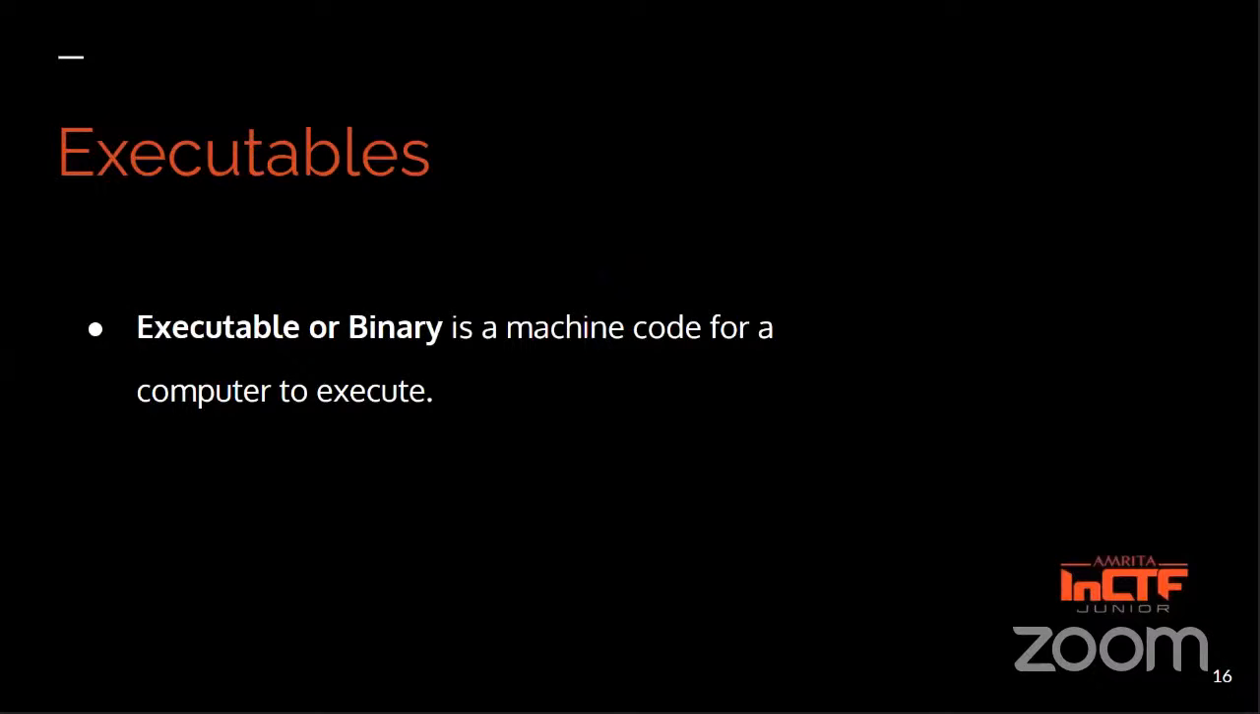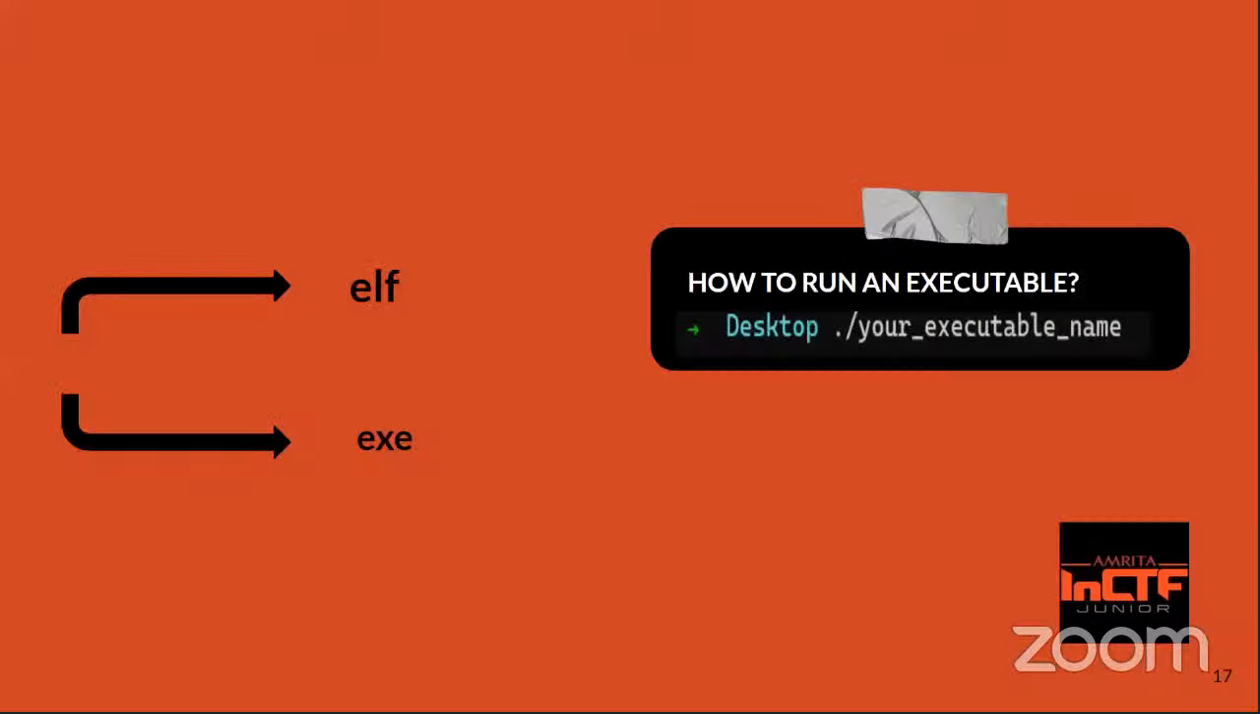So executables. As Nicola said, we have run through what a binary is. Binary and executable are the same thing. Defining it once again, it is machine code for a computer to execute. Executables can be divided almost three ways: ELF for Linux-based systems, .exe for Windows-based systems, and also the Mach-O format for macOS. How to run, we already know: ./your executable name.